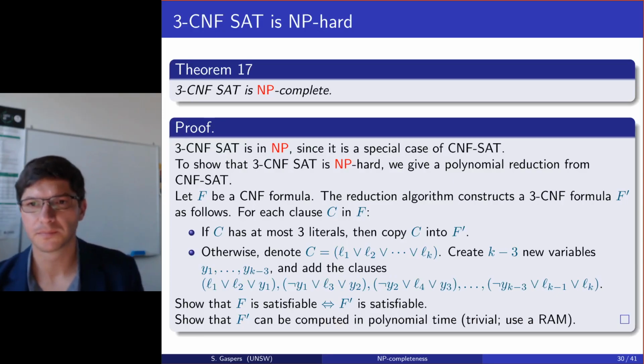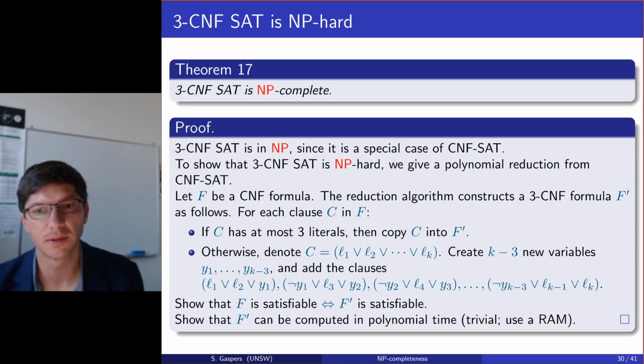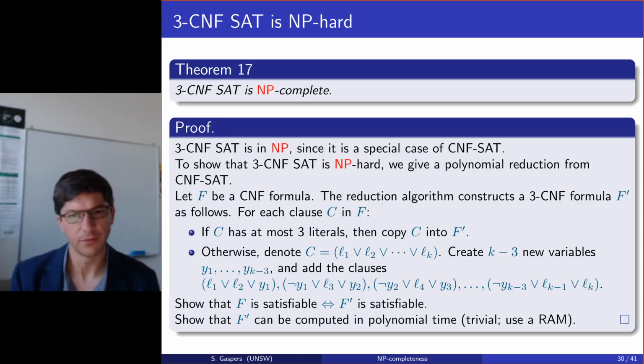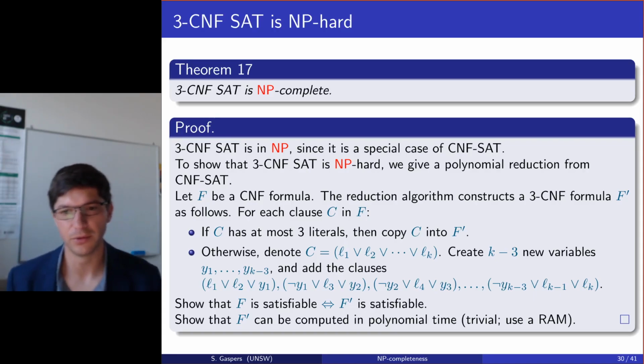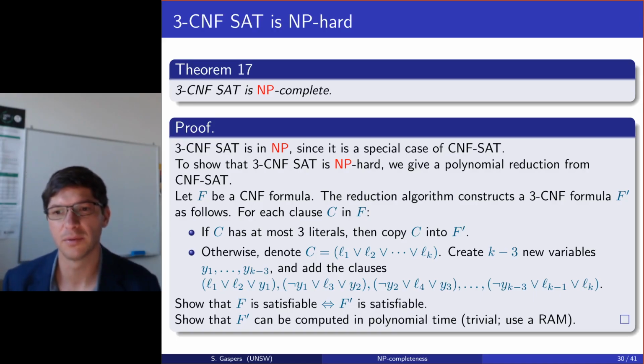Okay, so we showed membership in NP, and we showed that the problem is NP hard, so therefore 3CNF SAT is NP complete. A few details here are missing, namely we would need to formally show that if f is satisfiable, then f prime is satisfiable, and if f prime is satisfiable, then f is satisfiable.